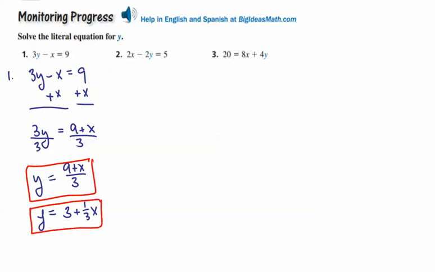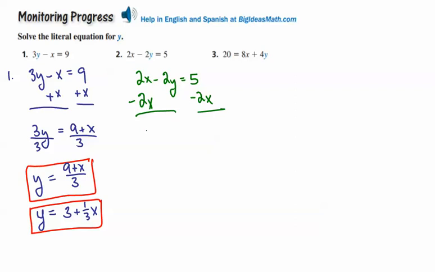Alright, so that takes care of the first example. Second example, again, we are solving for y. So we start with 2x minus 2y equals 5. We want to get rid of everything that's not y. Leave the y alone. Don't touch it. Sorry, we're not going to add. We're going to subtract 2x on both sides.